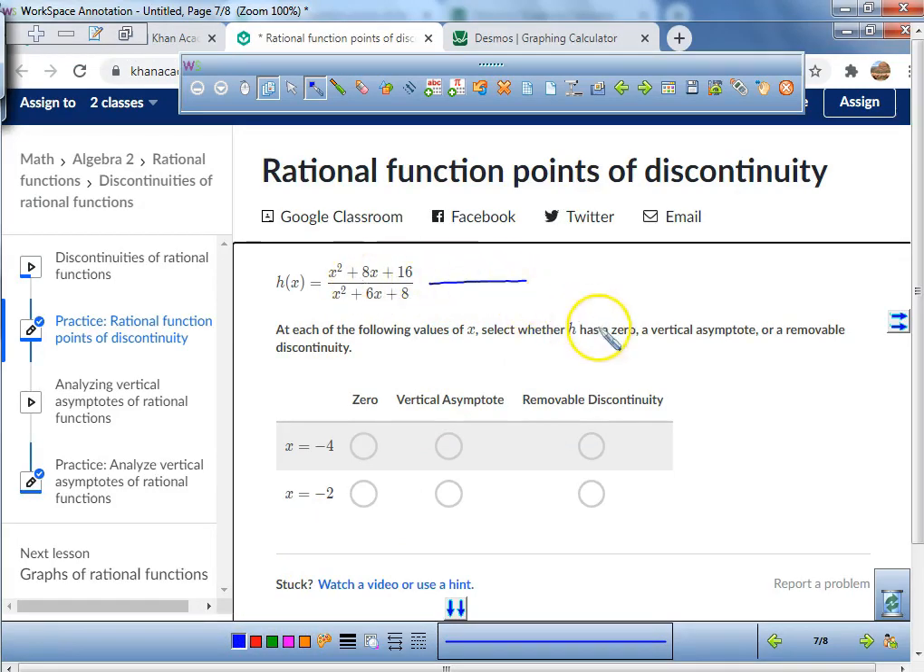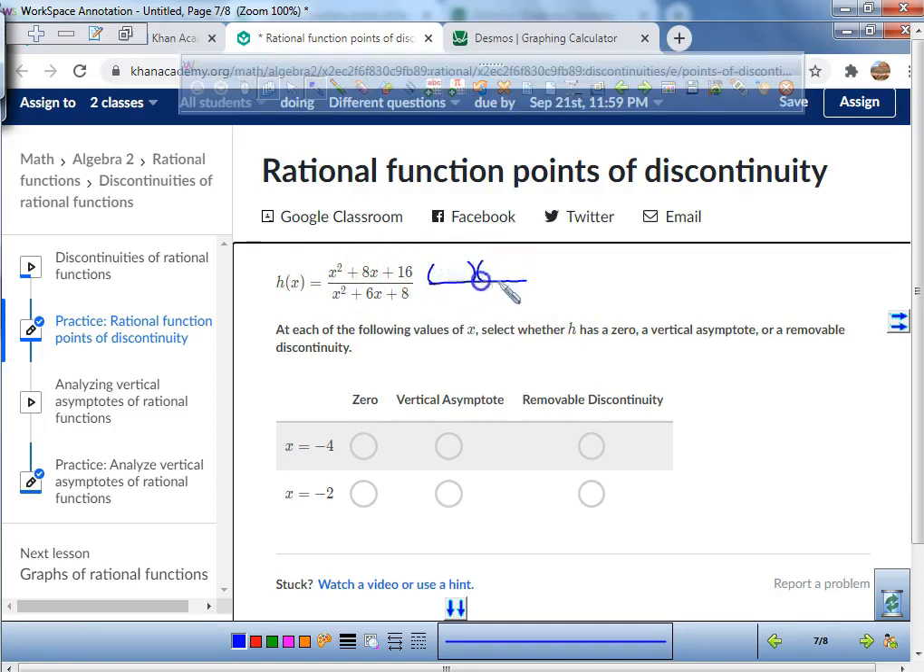All right, so what does this factor to? What are two numbers that add up to 8, but multiply together to equal 16? Well, that's going to be x plus 4 and x plus 4, because 4 plus 4 is 8, and 4 times 4 is 16. What two numbers add up to 6, but multiply together to equal 8? That's going to be 4 and 2. So x plus 4 and x plus 2.